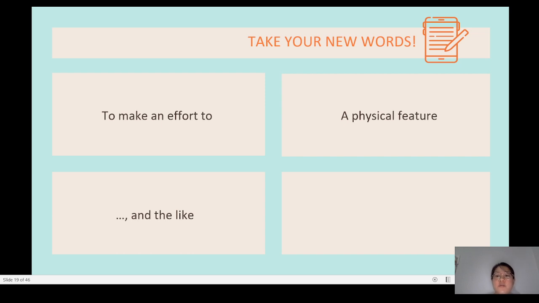Additionally, a physical feature expresses your appearance, maybe your weight, your shape, your nose, your mouth, and so on. And the word like here has the same meaning as such as, the list goes on, and so on, and things like that.